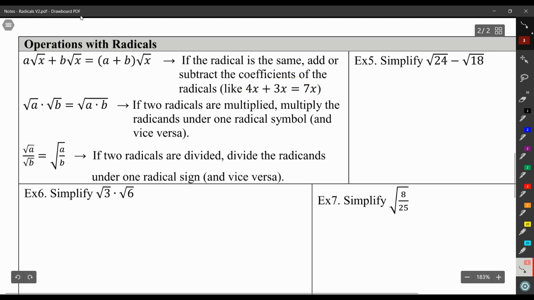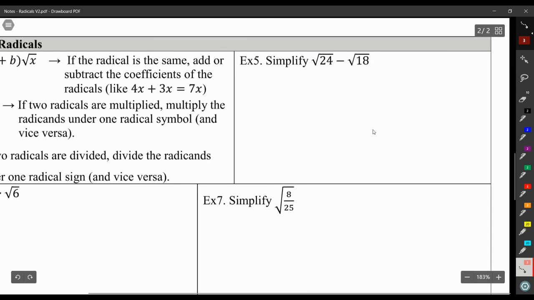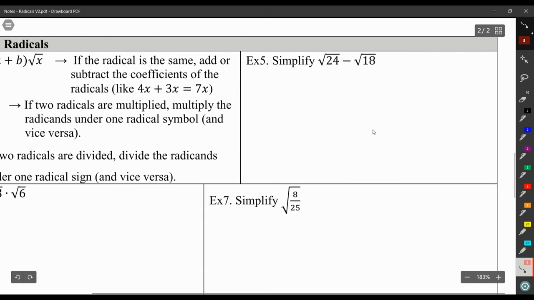So that's example 5. Let's look here. In example 5, we have the square root of 24 and the square root of 18. Well, right now, these are not like terms because their radicands are different, 24 and 18. So let's simplify these and see if maybe we have some like terms.